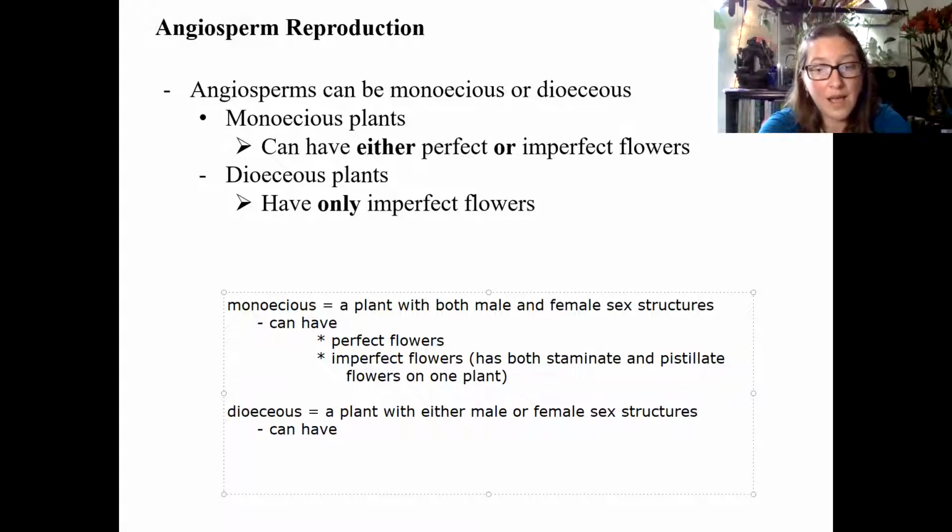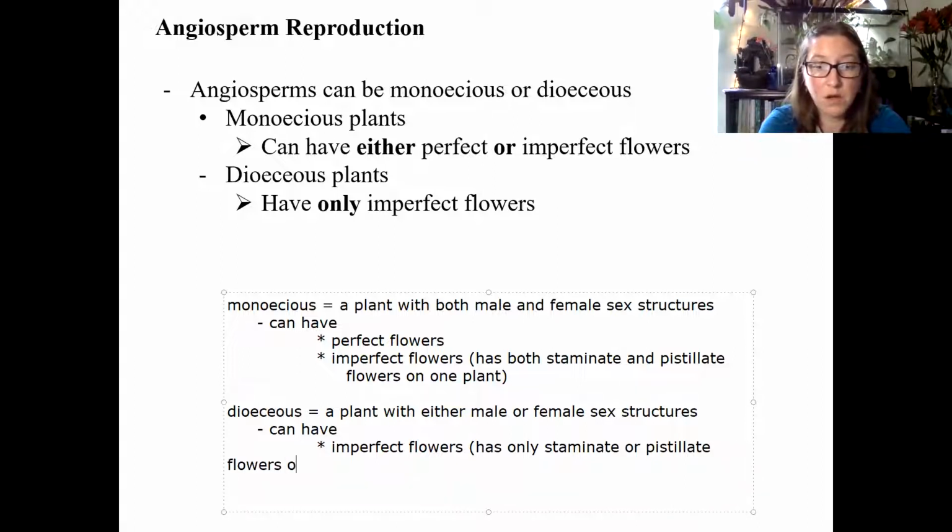you can only have imperfect flowers and only one type. It has only male, only staminate, or only pistillate flowers on one plant. Right. So I'm trying to hit this home so you understand what this slide is saying.